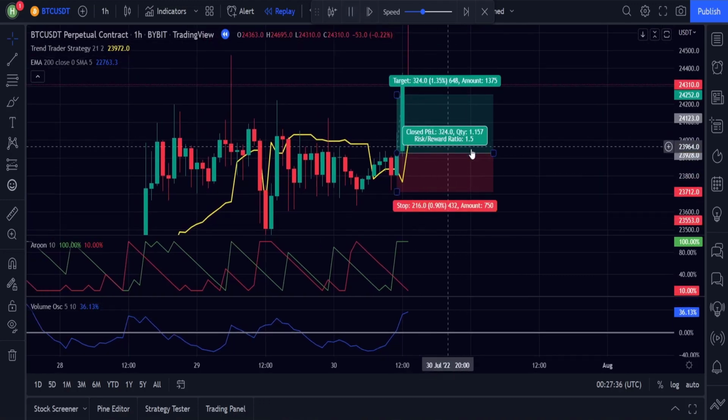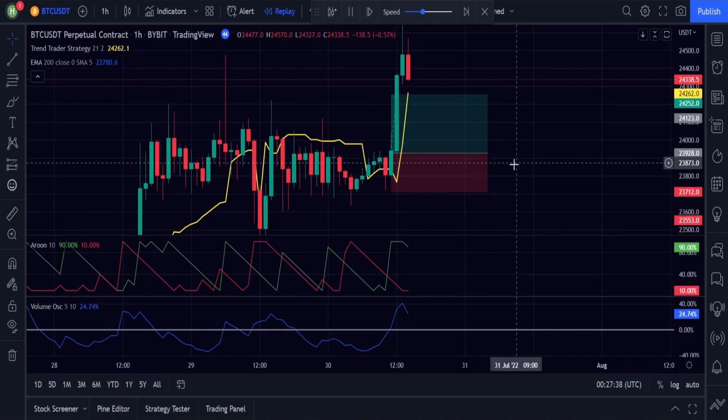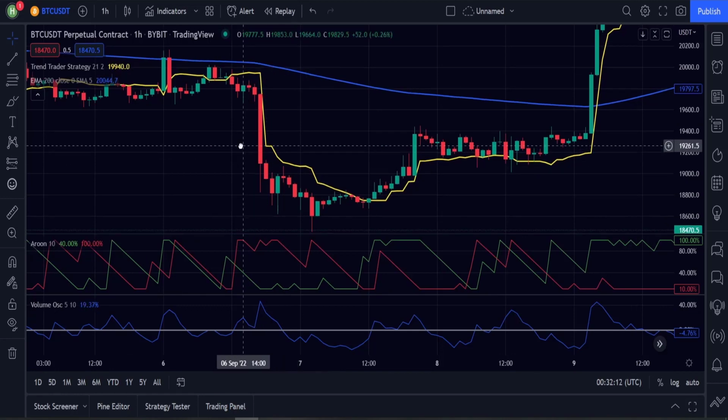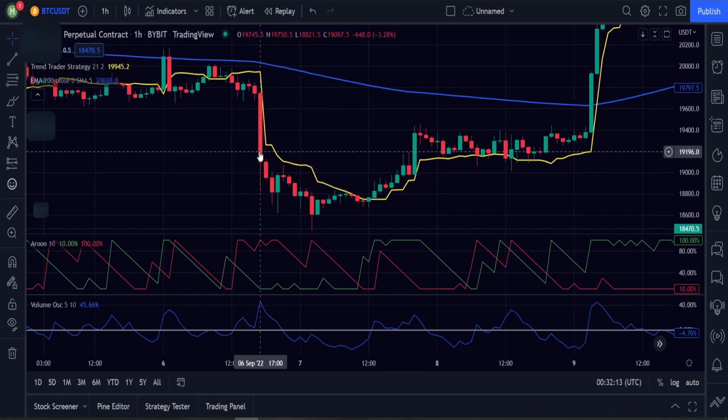Now we'll take a look at the rules for a sell trade, which are exactly the opposite of a buy trade. But before we do that, I want to ask you the following question.